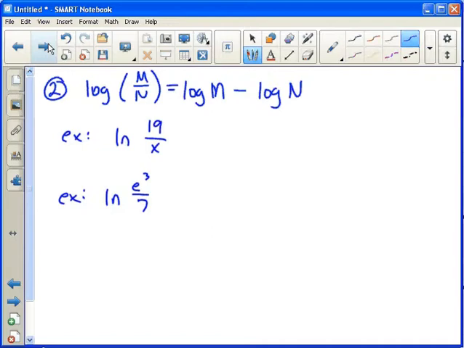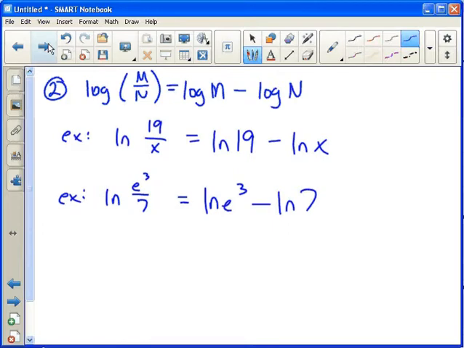So we have here an example, natural log of 19 over x. So that can be rewritten as the natural log of 19 minus the natural log of x. We have the natural log of e cubed over 7. We can rewrite that as the natural log of e cubed minus the natural log of 7. Again, if you notice, there's something that will cancel out here. Natural log of e cancels out, and you could just leave it with 3. So we get 3 minus the natural log of 7.